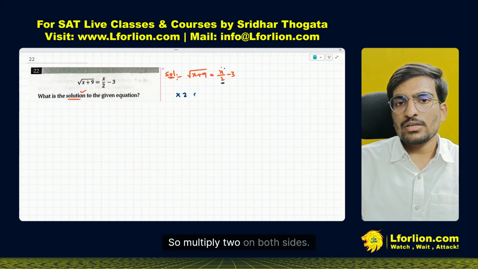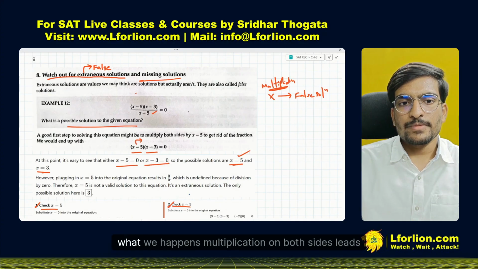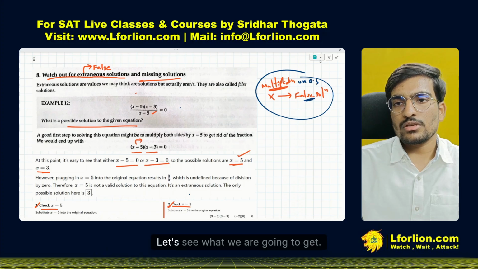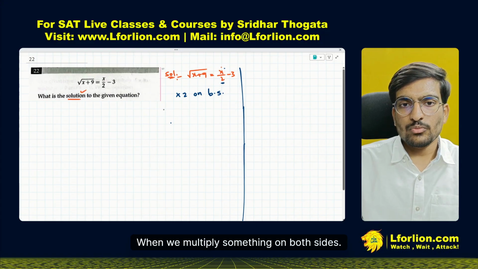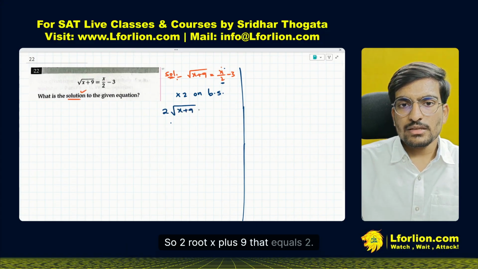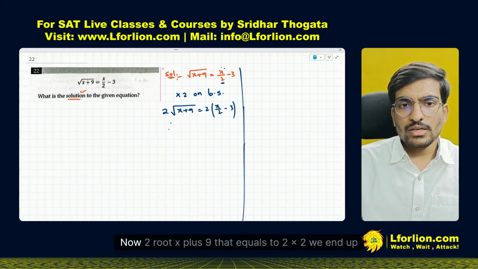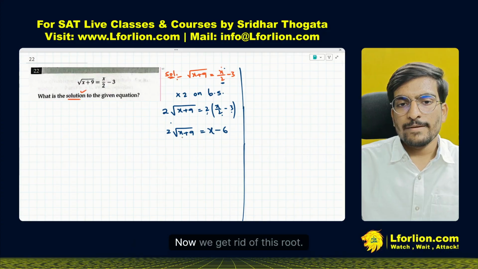So multiply 2 on both sides. Remember what we are doing, we are multiplying 2 on both sides. When we multiply something on both sides, multiplication on both sides can lead to a false solution. Let's see what we are going to get. Do we get a false solution or not when we multiply something on both sides? So 2 root x plus 9 equals 2 times x by 2 minus 3. So what do you get now? 2 root x plus 9 equals 2x by 2, we end up with x, and 2 times minus 3, which is negative 6. Now to get rid of this root, square on both sides.